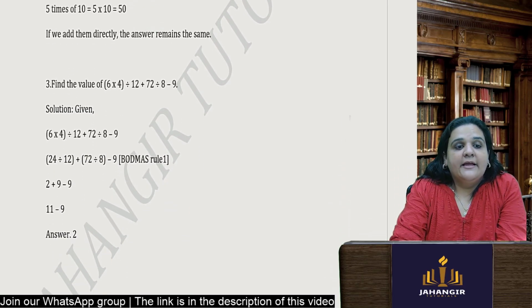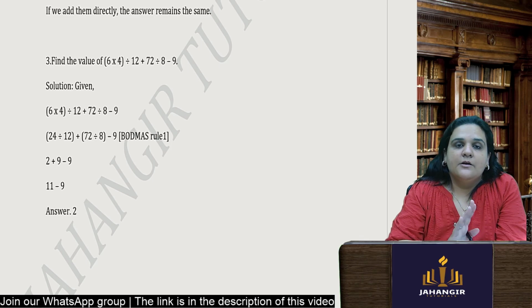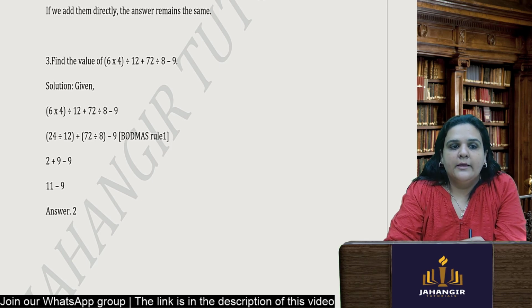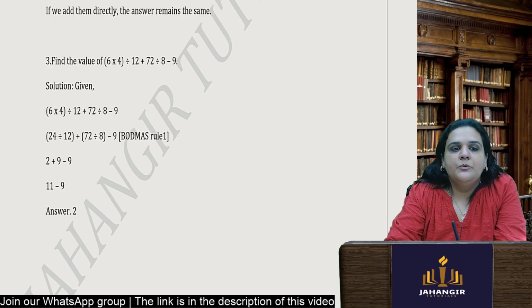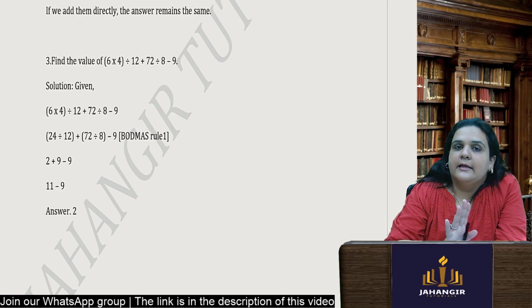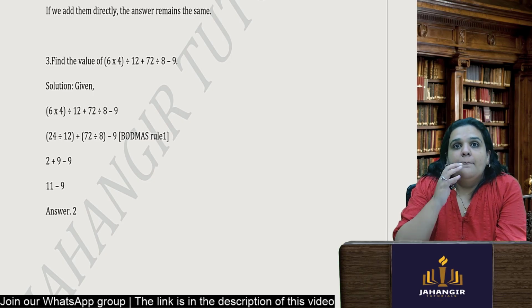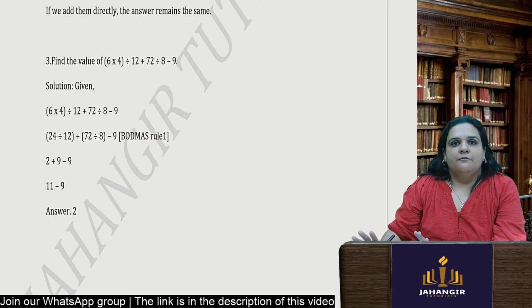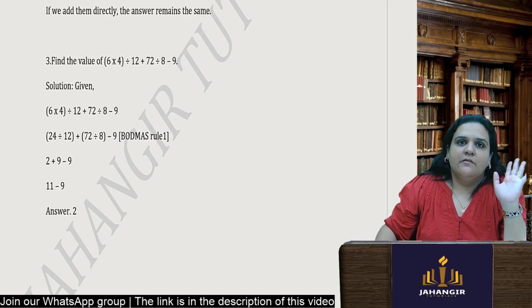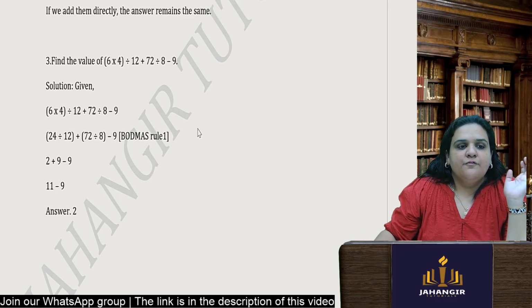Now they are saying find the value of, now see this. Now here we will apply the BODMAS rule. 6 into 4 divided by 12 plus 72 divided by 8 minus 9. So brackets first you will solve. Whatever is given in the bracket, solve that first. So 6 into 4 is given first. So 6 4s will be how much? 24.